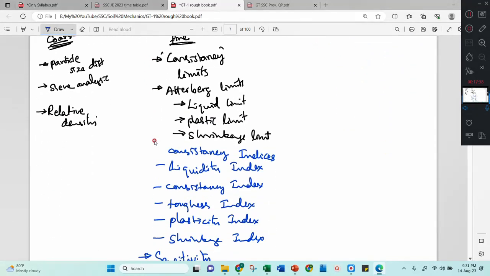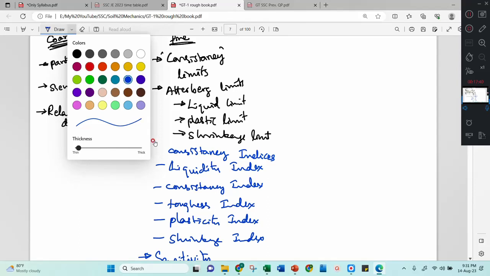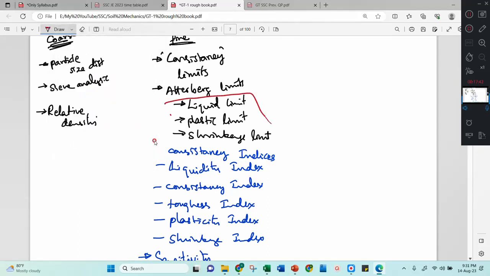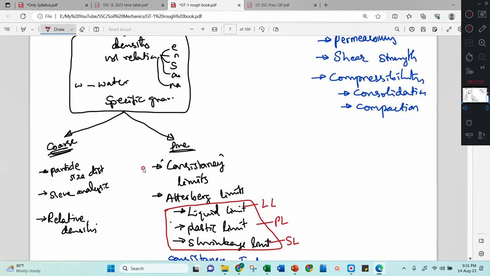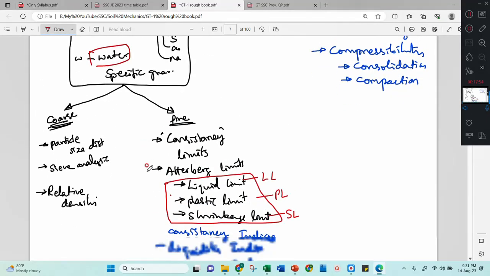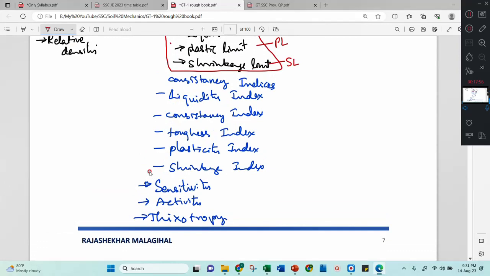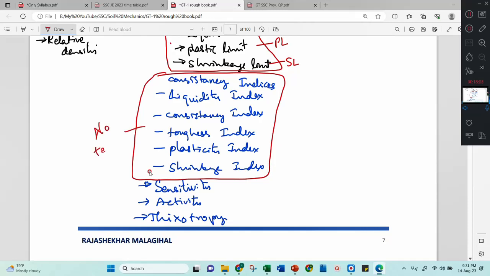For these properties, these three tests are there. If you know liquid limit, plastic limit, shrinkage limit, and then water content, if you know only these four parameters, then you can just calculate this one. We don't have any test for this one. No tests, only formulas.